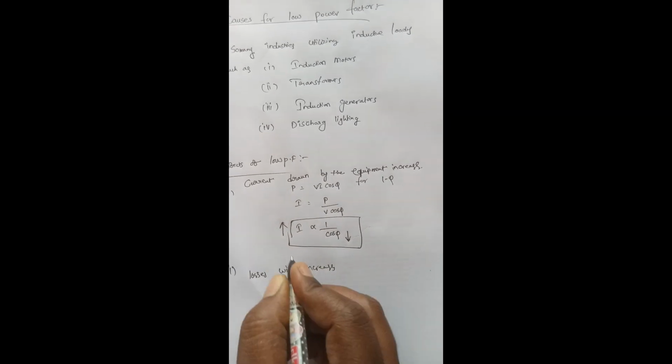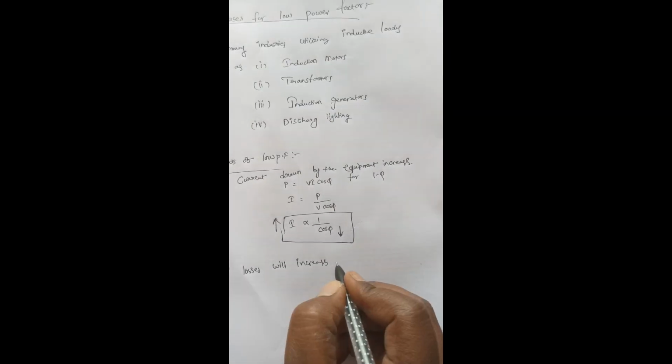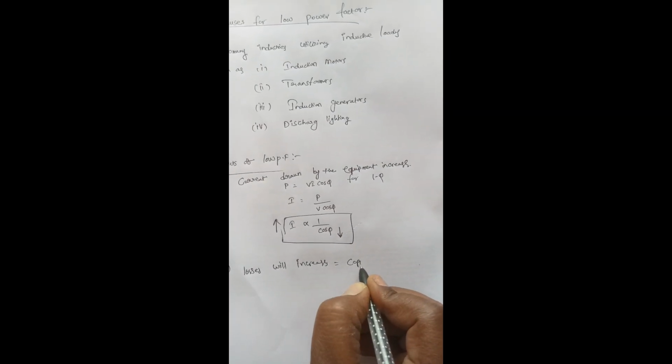Which type of losses increase? Current increases, so copper losses, I squared R losses, will increase. If losses increase, what happens? Efficiency will decrease. Efficiency is output by input, so if losses increase, efficiency decreases.